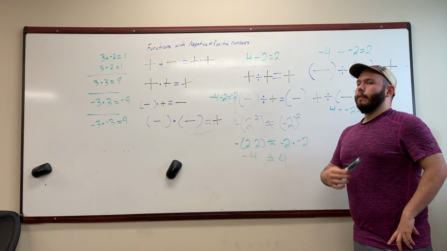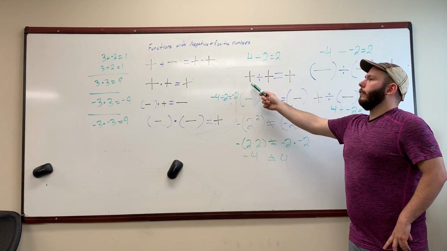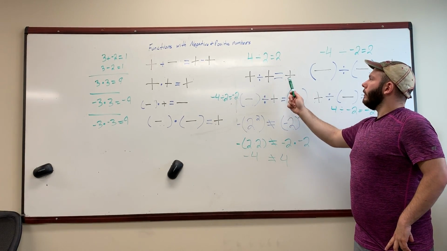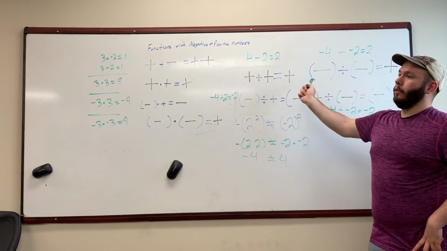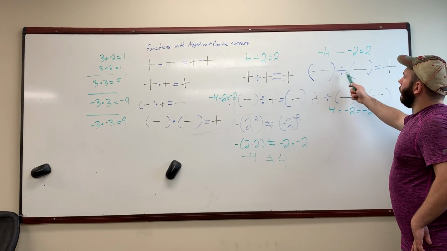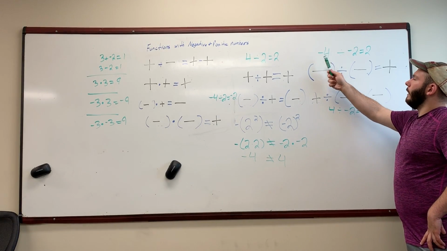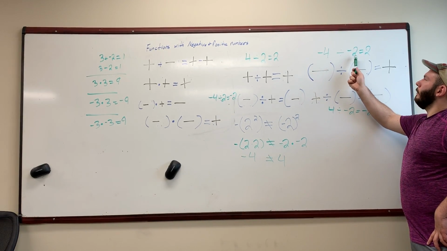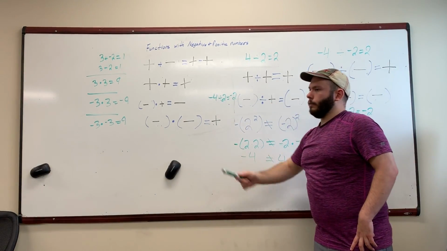So, same basic rules. If you take a positive number and divide by another positive number, you'll get a positive number out. 4 divided by 2 is equal to 2. However, if you start with a negative number, divide that by a negative number, you'll also get a positive number. So for example, negative 4 divided by negative 2 is equal to positive 2. Same as it is for multiplication.